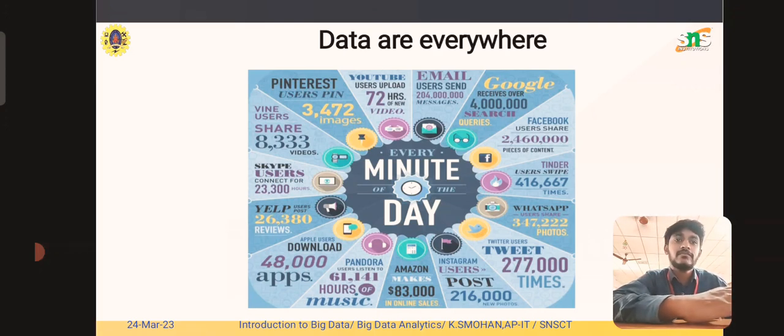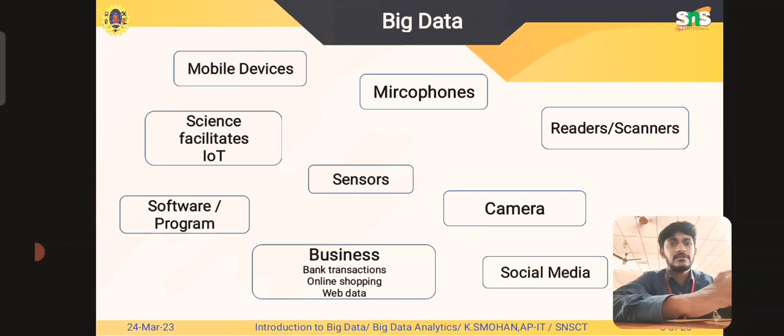So data is everywhere. Here we are going to see big data. What is big data? Big data is a large amount of data. It can be created with the help of microphones, mobile devices, other software programs, cameras, sensors, business, social media, etc. This kind of large amount of data we call big data.